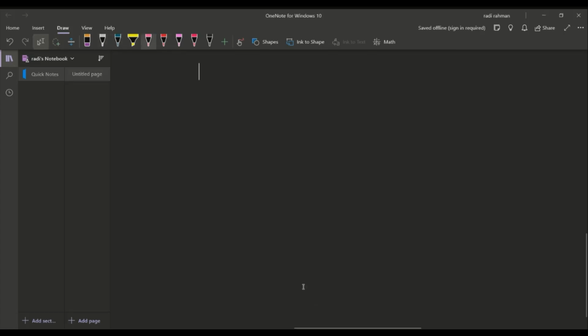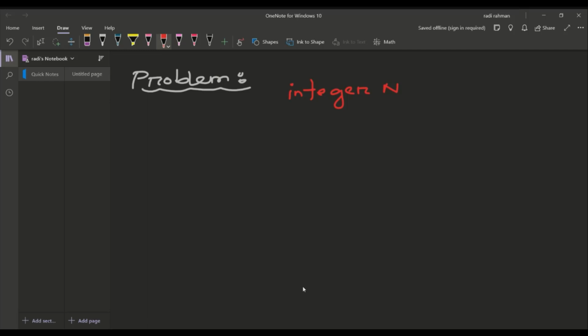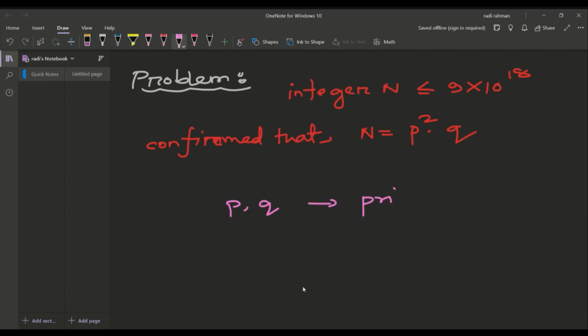So let's look at the problem statement first. The problem is that you are given an integer n, and the range of this n can be less than or equal to 9 into 10 to the power 18, and it is confirmed that n can be represented as p square multiplied by q, where p and q are both prime numbers and p is not equal to q.